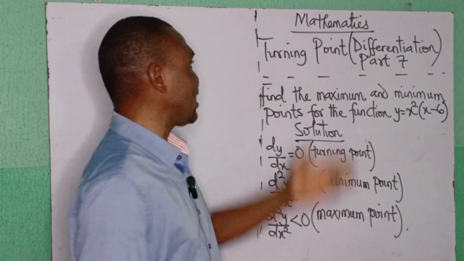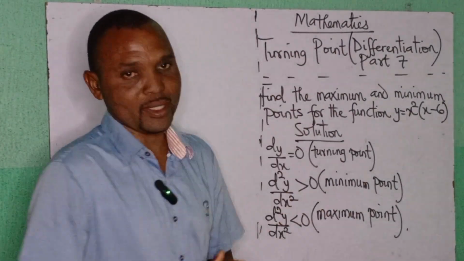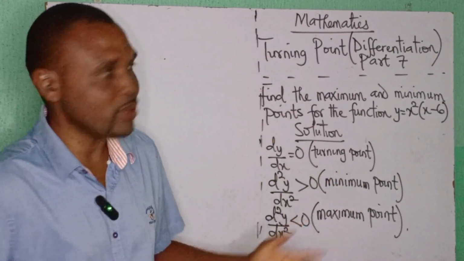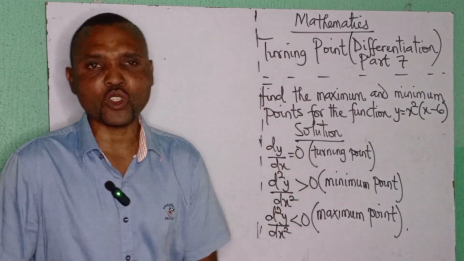Today we shall be looking at mathematics and the topic on the board is turning points, or stationary points. Now that is differentiation part 7. There's a question for us on the board.